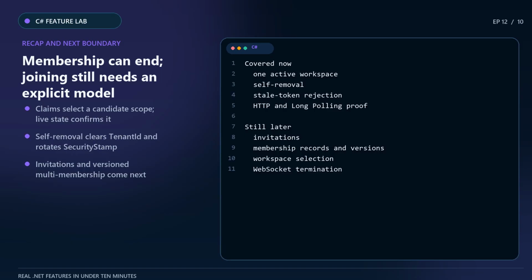The companion still stores one active workspace directly on each user, and it does not guarantee immediate termination of an established WebSocket. The next slice should introduce server-stored, versioned membership records and invitation acceptance, then select an active workspace without trusting a client-supplied tenant claim. Invitations, administrator removal, ownership transfer, and multiple active workspaces remain separate vertical slices rather than implied features.